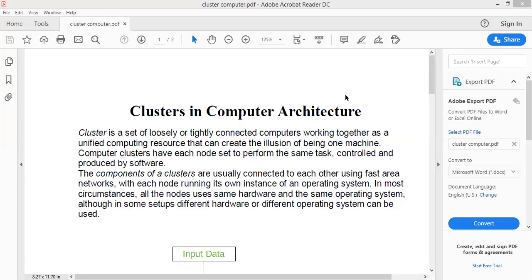Today I will discuss cluster computer. A cluster is a set of loosely or tightly connected computers working together as a unified computing resource that can create the illusion of being one machine.